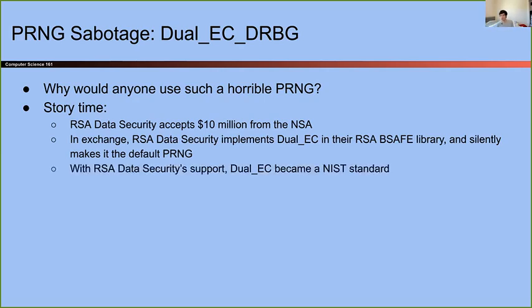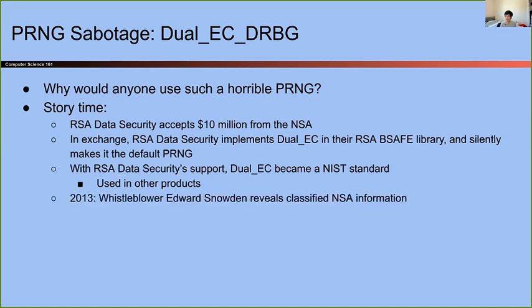With the support of RSA, they were able to make dual EC a NIST standard. NIST is the standards organization of the United States, and this means that it was used in all the other products. All right, this is a suspicious situation.